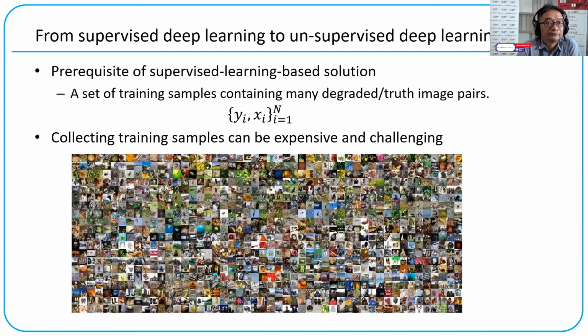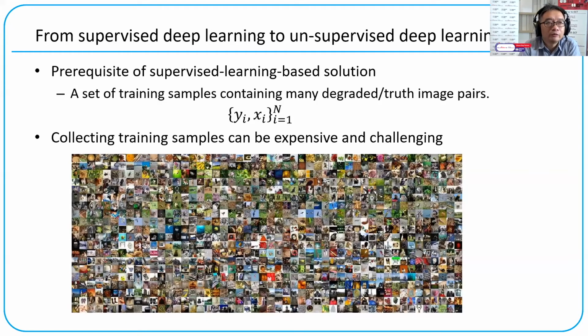Well, next is another category called unsupervised learning. Of course, you say, I have a network and I want to collect all the training examples to train it. That is, I adjust the parameters so that the network learns how to process the image. All right. However, collecting training examples can be very expensive and sometimes very challenging.